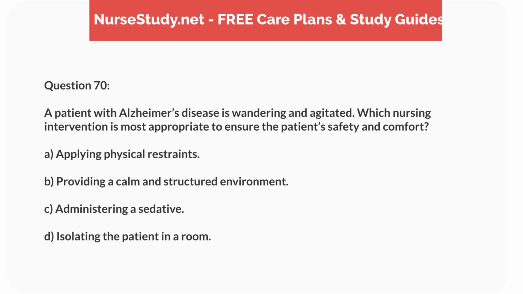Question 70. A patient with Alzheimer's disease is wandering and agitated. Which nursing intervention is most appropriate to ensure the patient's safety and comfort? A. Applying physical restraints. B. Providing a calm and structured environment. C. Administering a sedative. D. Isolating the patient in a room.